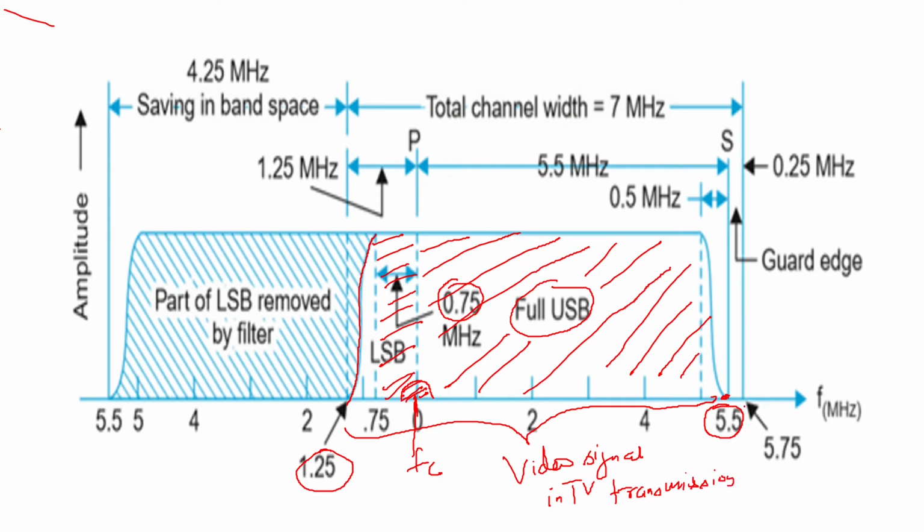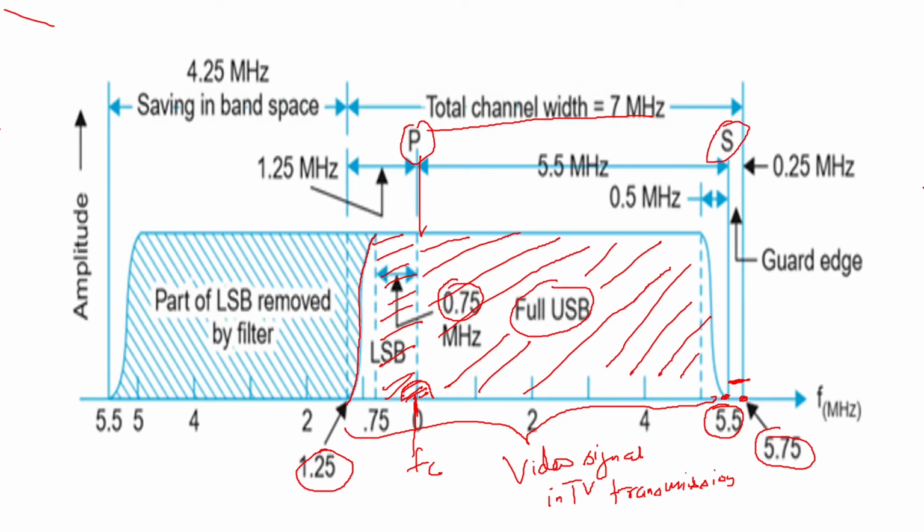After that you will be having your sound carrier, and there will be a guard band of 0.25 megahertz, and then till here you can see 5.75 megahertz. Now this will be the total channel width we are going to send in vestigial sideband, which is 7 megahertz. So out of 11 megahertz you're sending 7 megahertz. This is your picture carrier and this is your sound carrier.